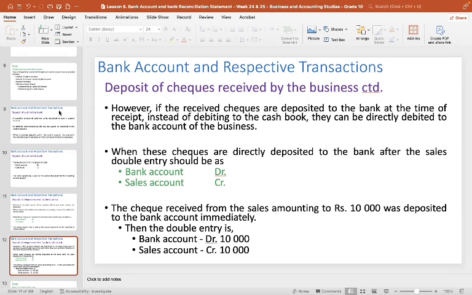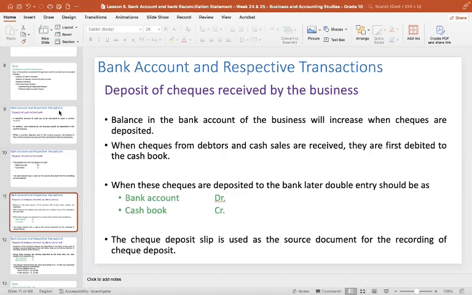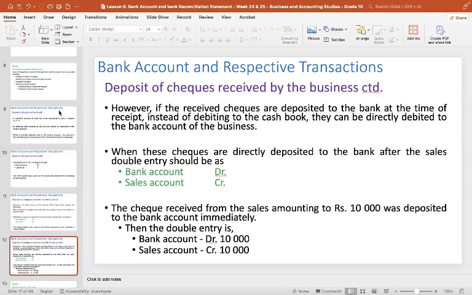The second one is that we are receiving the cash, we are receiving the checks, and we are directly depositing it to the bank account. We are not recording it in cash books, we are directly recording it to the bank account and directly depositing it in the bank current account after the sales. So there the accounting entries are bank account debit, sales account credit. We are debiting the bank account similar as the first instance, and then we are crediting the sales account.